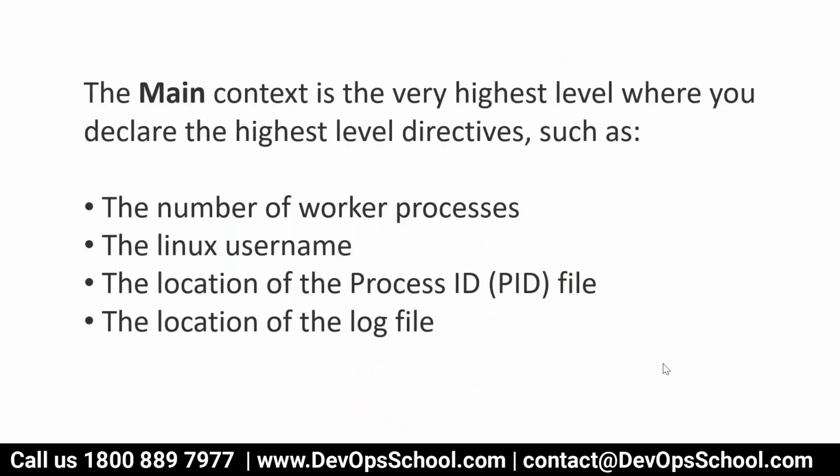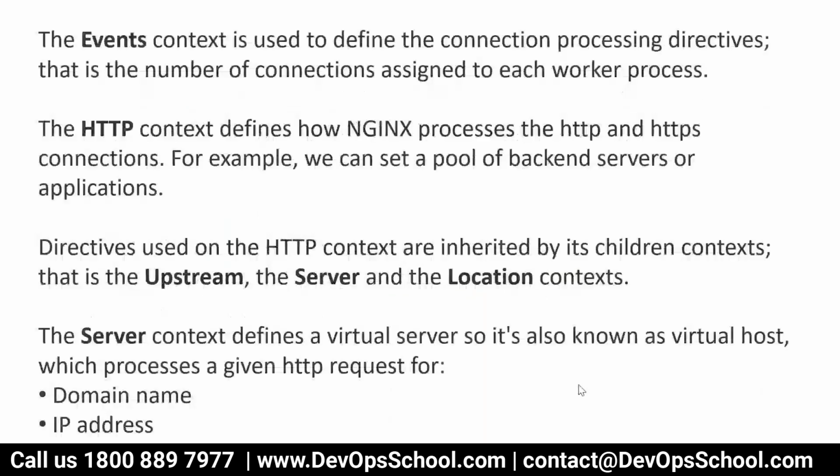So what is the main context? The main context is the very highest level where you declare the highest-level directives such as the number of worker processes, Linux username, the location of the process ID file, the location of log files, and so on. Okay, and event context. The event context is used to define the connection processing directives, that is the number of connections assigned to each worker. HTTP context defines how Nginx processes HTTP and HTTPS connections. For example, you can set up a pool of backend servers or applications.